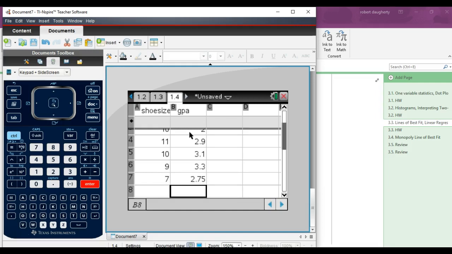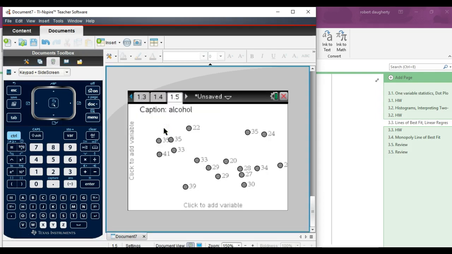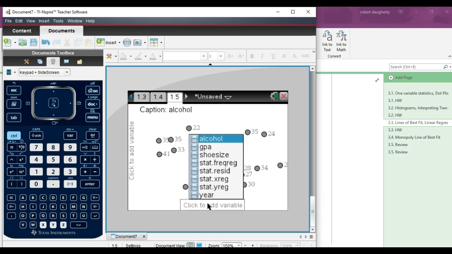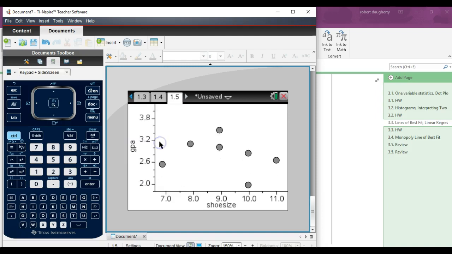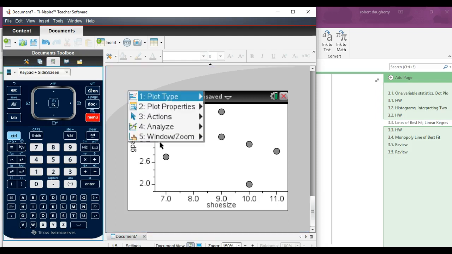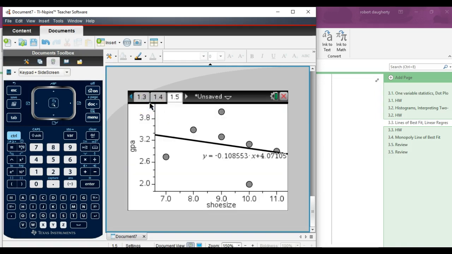Where will I go next? What will I create? Data and statistics. What is my horizontal axis here? It's going to be the shoe size. What is my vertical axis here? GPA. Okay. Now, does that look pretty good with a linear model? I mean, that's one thing. Let's just show them a linear model. Analyze, regression, show mx plus b.